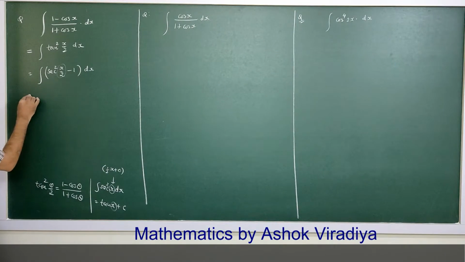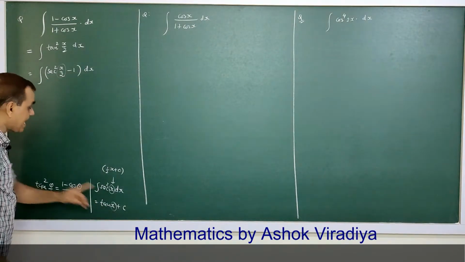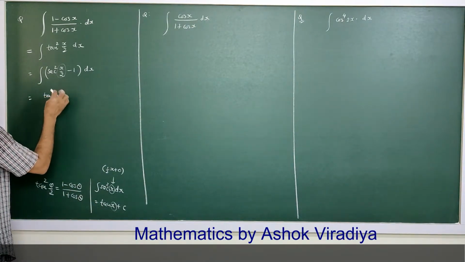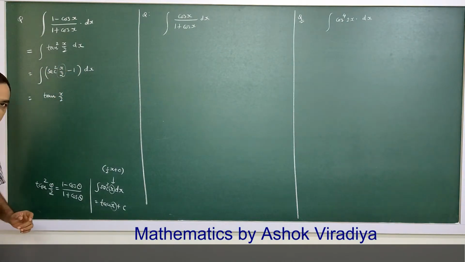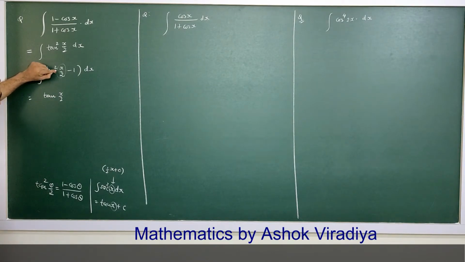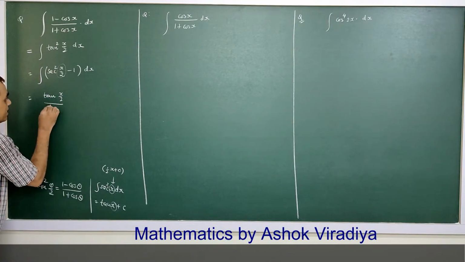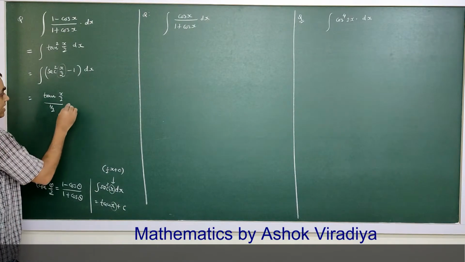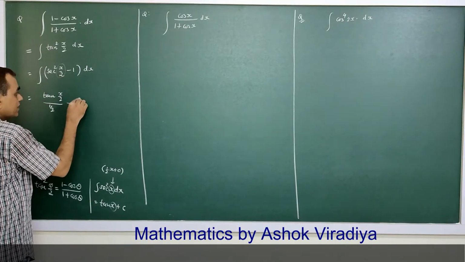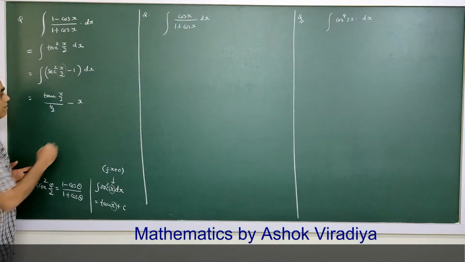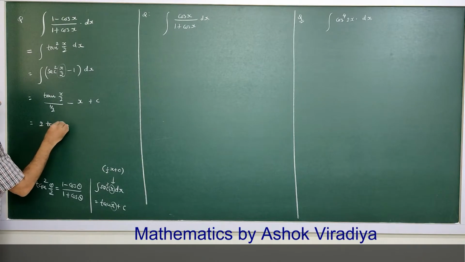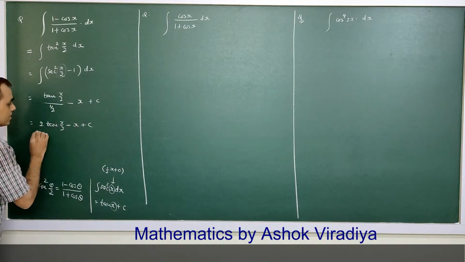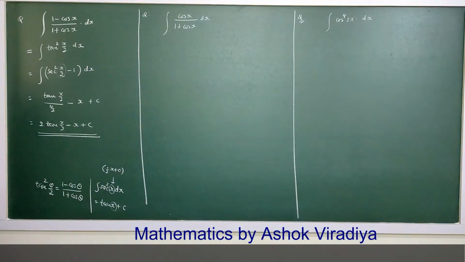So integral of sec square x is tan x. But this is not x, it is ax plus b. And what is coefficient of x? 1 by 2. So divide by 1 by 2, minus integral of 1 is x plus c. So it is 2 times tan x by 2 minus x plus c. So this is required integral.